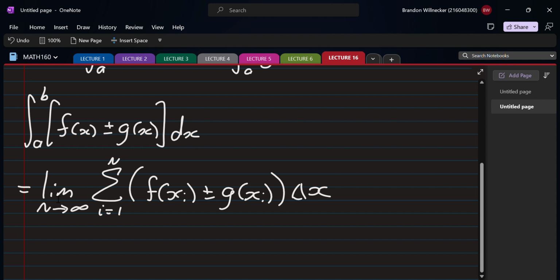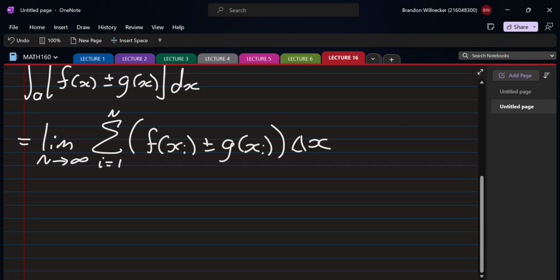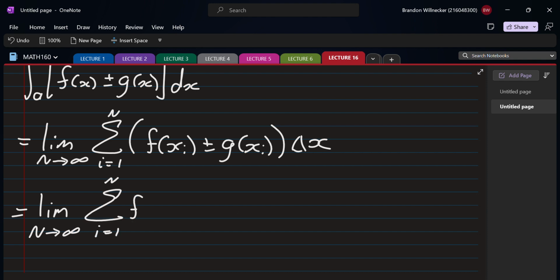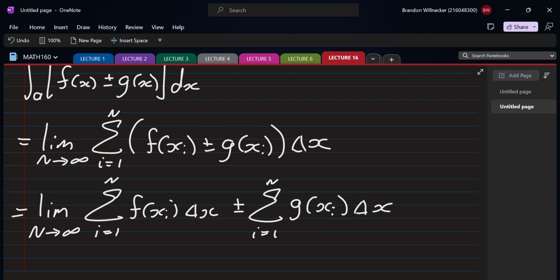Now, ignoring the limit for a bit, look on the inside part here. So we have the sum from i equals 1 to n. That's a finite sum. So since it's a finite sum, we can do a bit of rearranging. So we're going to have the sum of the first term plus minus the sum of the second. It's a finite sum, we have no issues there. So here we have the limit as n goes to infinity, the sum i equals 1 to n, f of x_i delta x, plus minus the sum i equals 1 to n, g of x_i delta x.